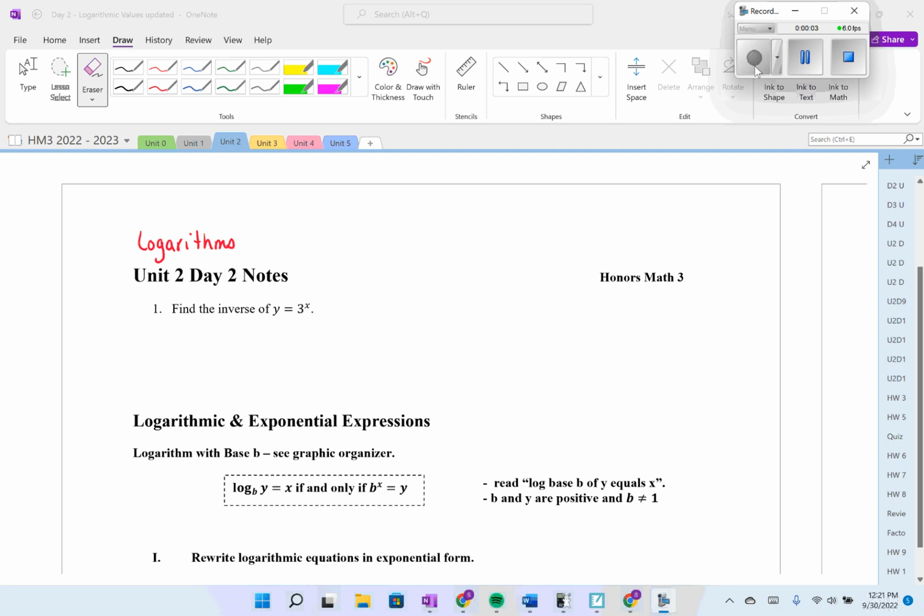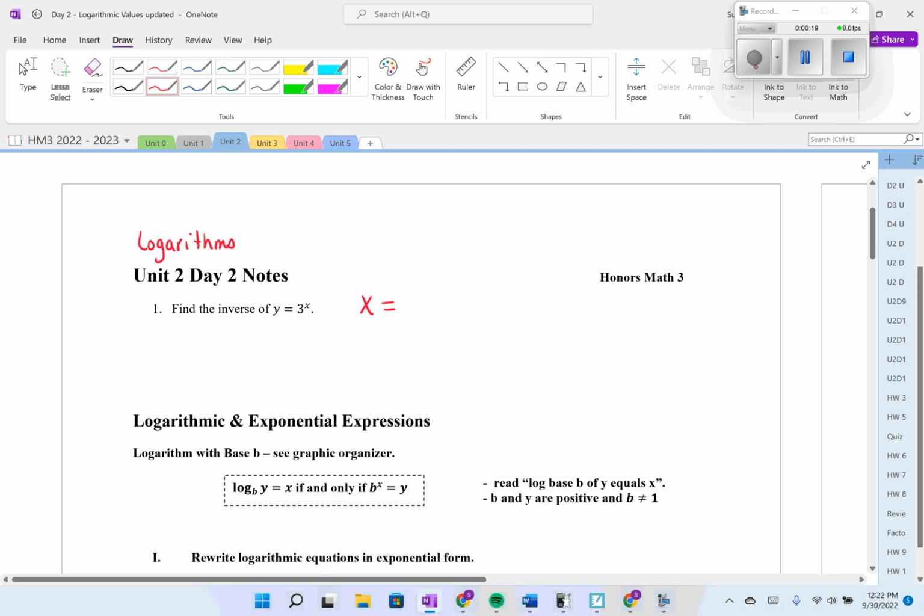Today we're going to talk about logarithms. So in the first question it says to find the inverse of y equals 3 to the power of x. Remember, this is called an exponential function because we have a variable as an exponent. We learned in the last unit that to find the inverse, we switch the x and the y's. So we get x equals 3 to the power of y, and then we solve for y.